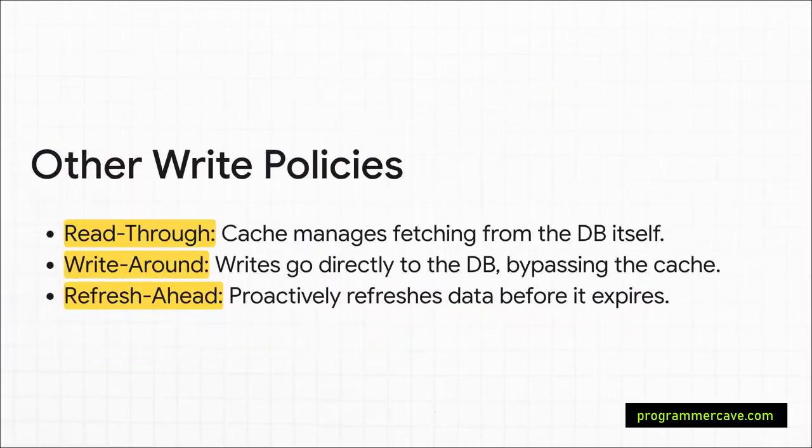Now, just to round things out, there are a few other policies worth knowing. Read-through is a neat one where the cache itself knows how to talk to the database. This can really clean up your application code. Then you've got write-around, where writes skip the cache entirely and go straight to the database. This is useful when you're logging huge amounts of data you probably won't need to read again anytime soon. And finally, there's refresh ahead, which is really clever. It tries to predict which data is about to expire and refreshes it ahead of time so a user never has to experience that first slow load.